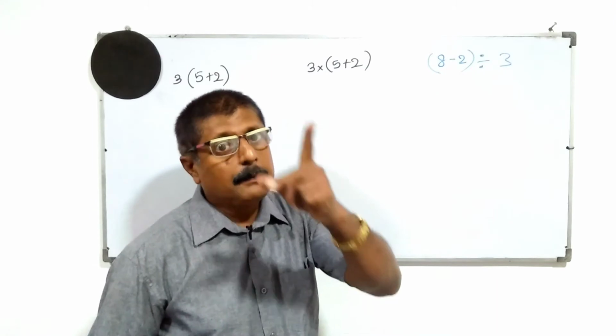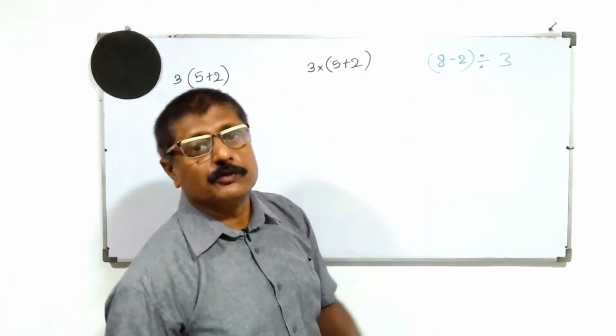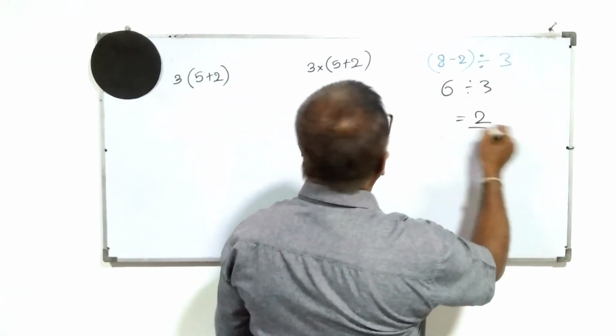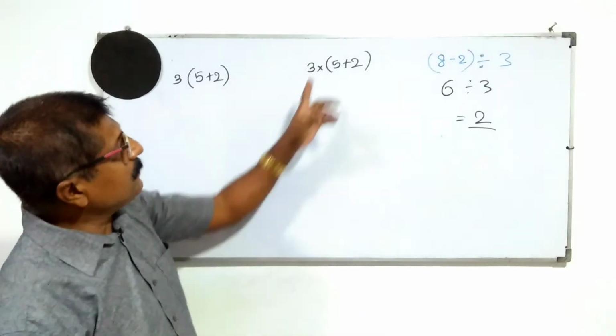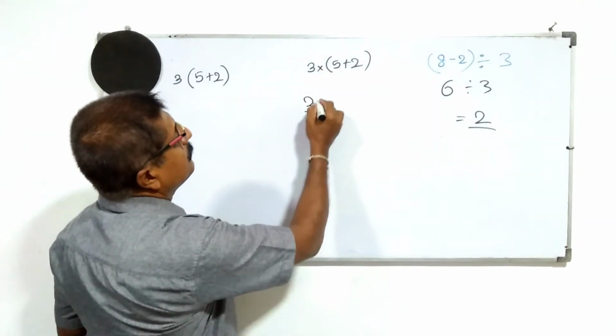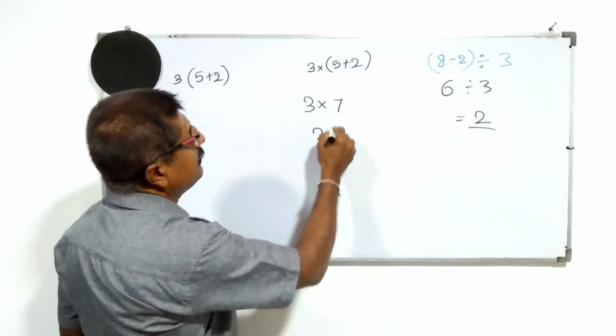But the royal family, bracket, is there. First of all, simplify the bracket. 8 minus 2, that is 6. 6 division 3 equals 2. In here, multiplication is there, but addition has to be done first. Then 3 multiplied by 7. 5 plus 2 is 7. That is 21.